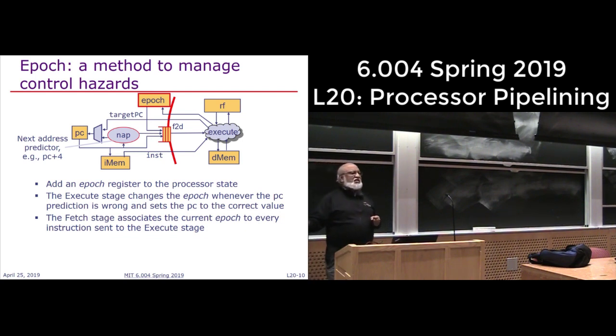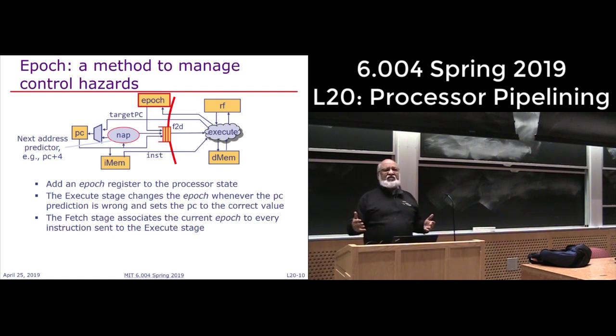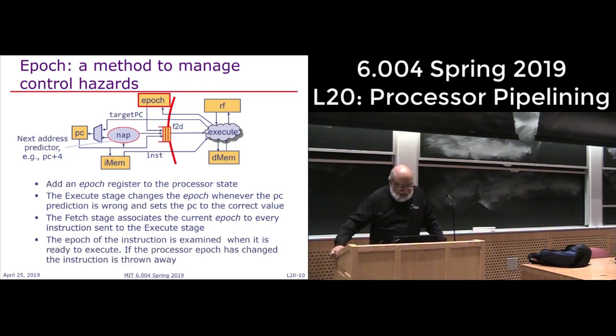In the execute stage, on a misprediction, what will happen? Red will be marked as green at that point. So now every instruction that goes to execute from then on will have a green tint to it. And if you saw any instructions with red, that means it should be thrown away. You know, this is coming from the wrong path instruction. The epoch of the instruction is examined when it is ready to execute. If the processor epoch has changed, the instruction is thrown away.